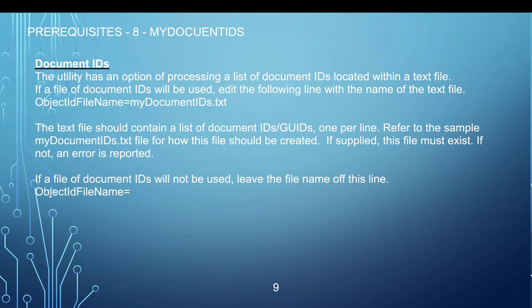In the package there is a MyDocumentIDs.txt file. If you use this file to add document IDs, the object ID file name parameter will be the documentIDs.txt file name. If you will not use documentIDs.txt to include the document IDs, then just leave the value of object ID file name as null.